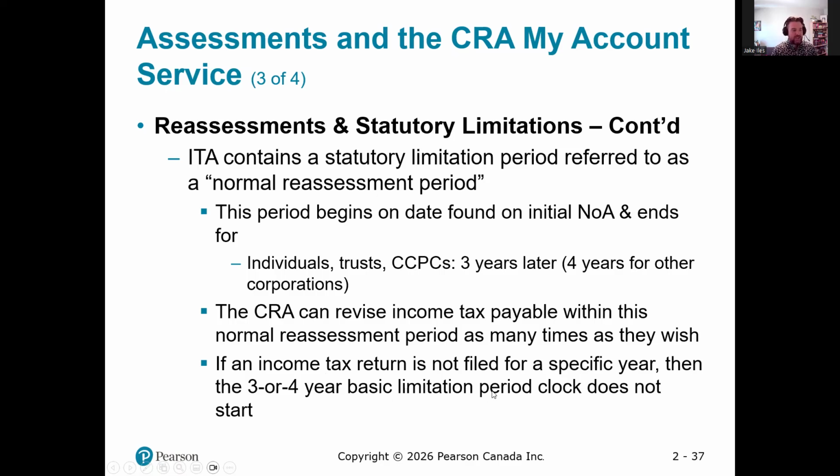If an income tax return is not filed for a specific year, the 3 or 4 year basic limitation does not start. It does not start until the tax return has been filed and that initial notice of assessment has been issued. So for most of us, it's 3 years. Public companies have 4 years that the government can go back just because public companies are so big and large that you might need more time.